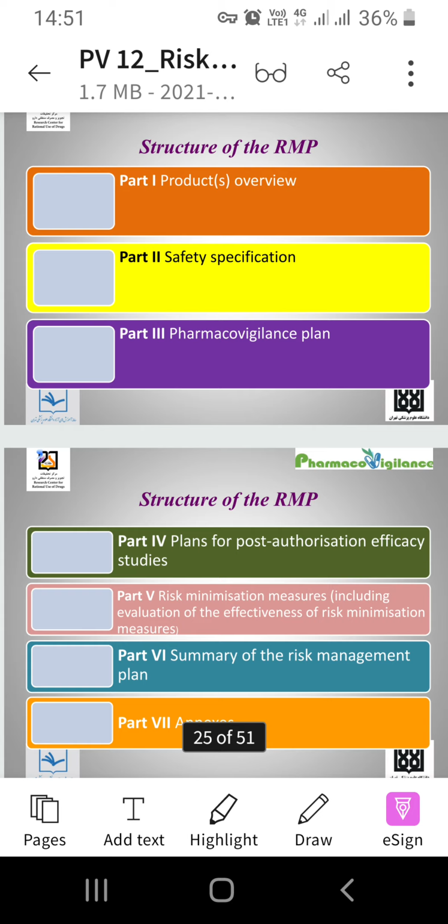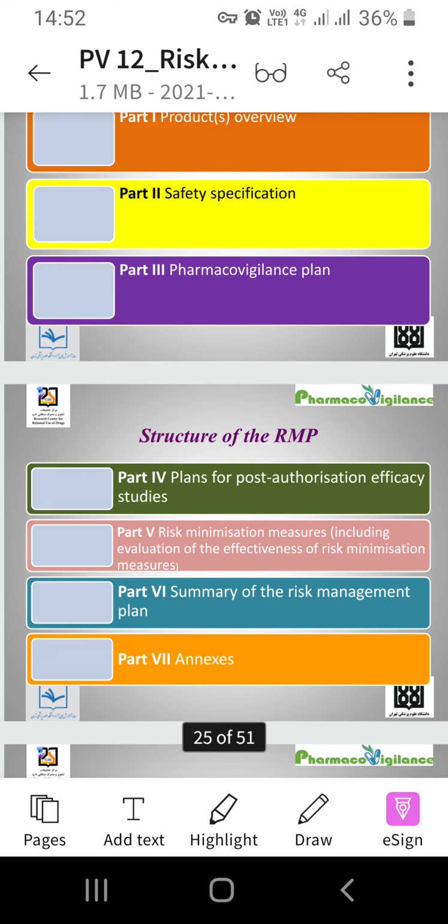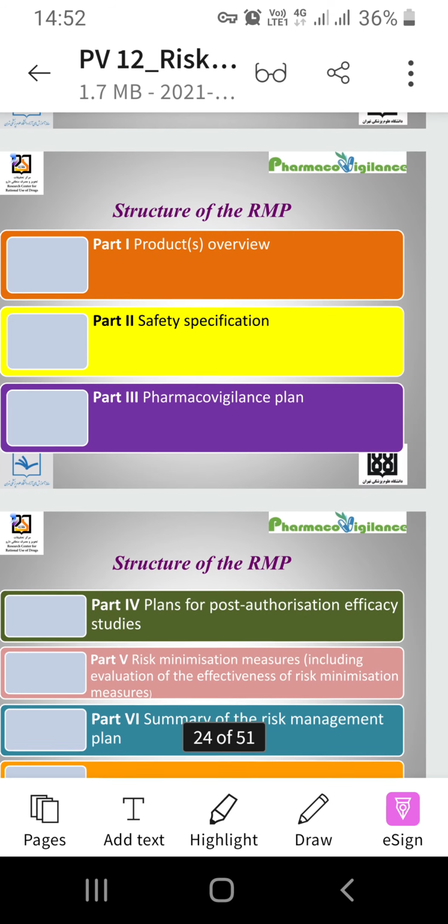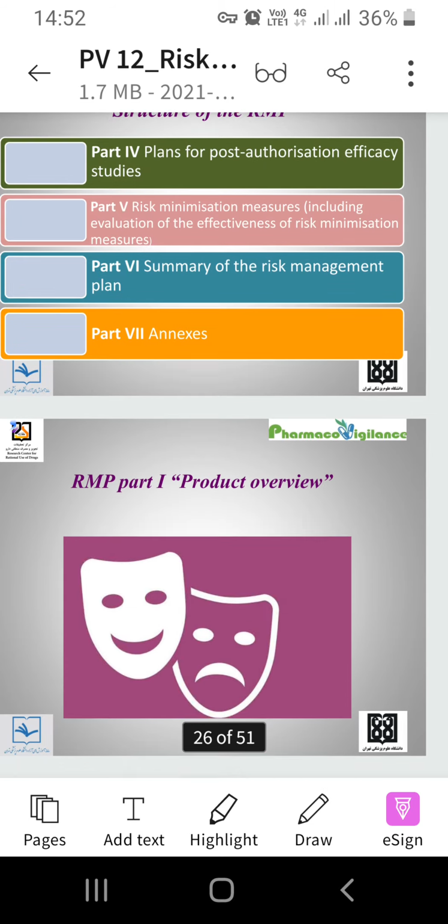In the RMP, we should have plans for the post-authorization efficacy studies. In part five, we should have risk minimization measures, including evaluation of the effectiveness of risk minimization measures. Okay, how should we evaluate the effectiveness of risk minimization measures? It means evaluation of effectiveness of risk minimization measures. In part six, we have a summary of the risk management plan. And in part seven, we have the annexes. These are the structures of the RMP.